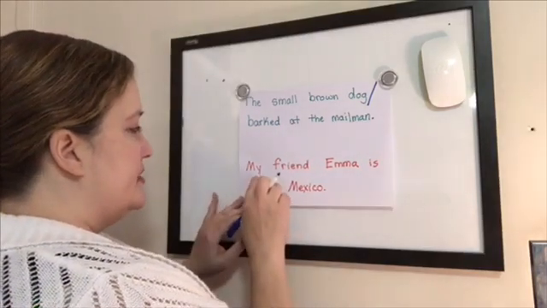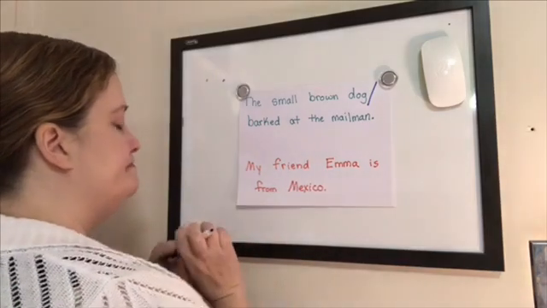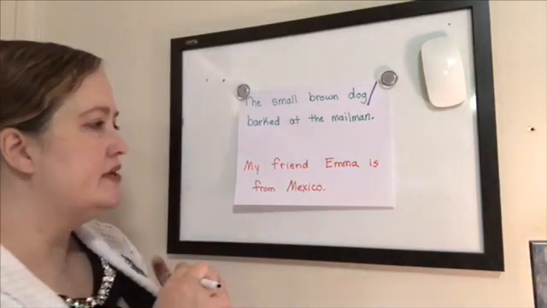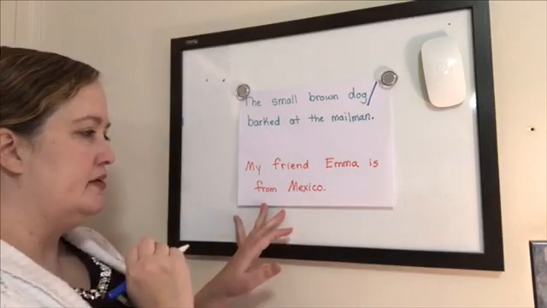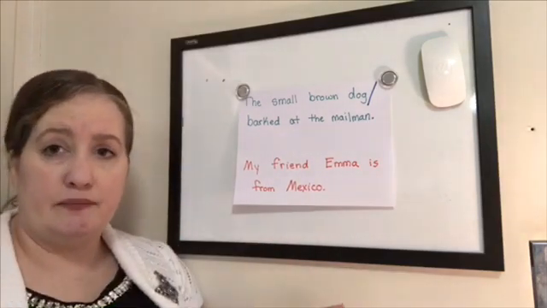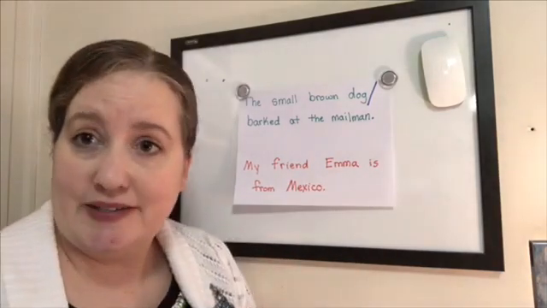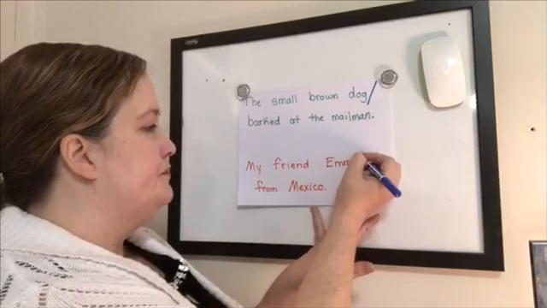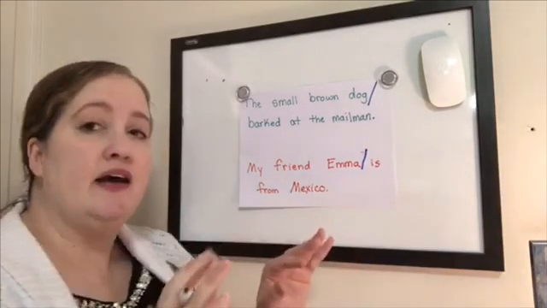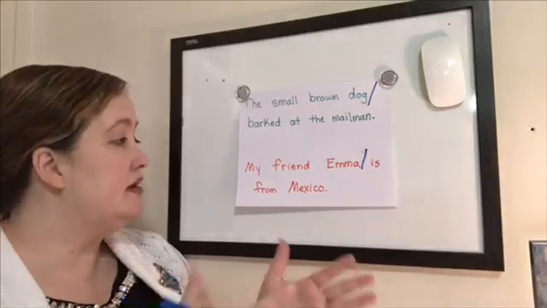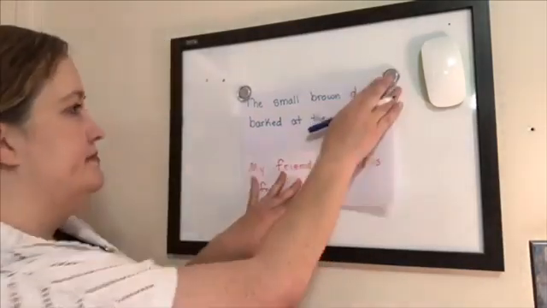One more sentence. My friend Emma is from Mexico. What is the sentence about? My sentence is about my friend Emma. And what about Emma? Why are we talking about Emma? Emma is from Mexico. Very sweet girl. My friend Emma is from Mexico. That is from Mexico is the predicate. My friend Emma is obviously the subject.